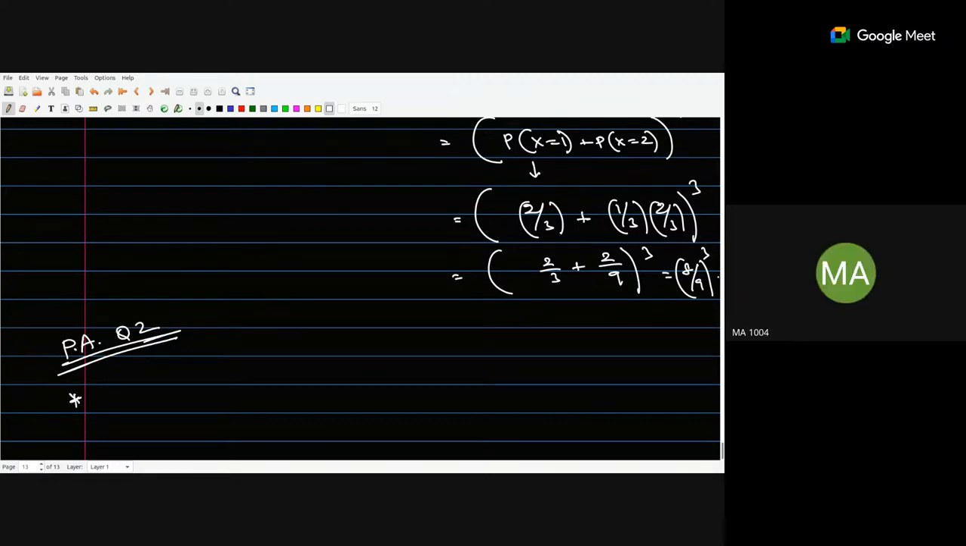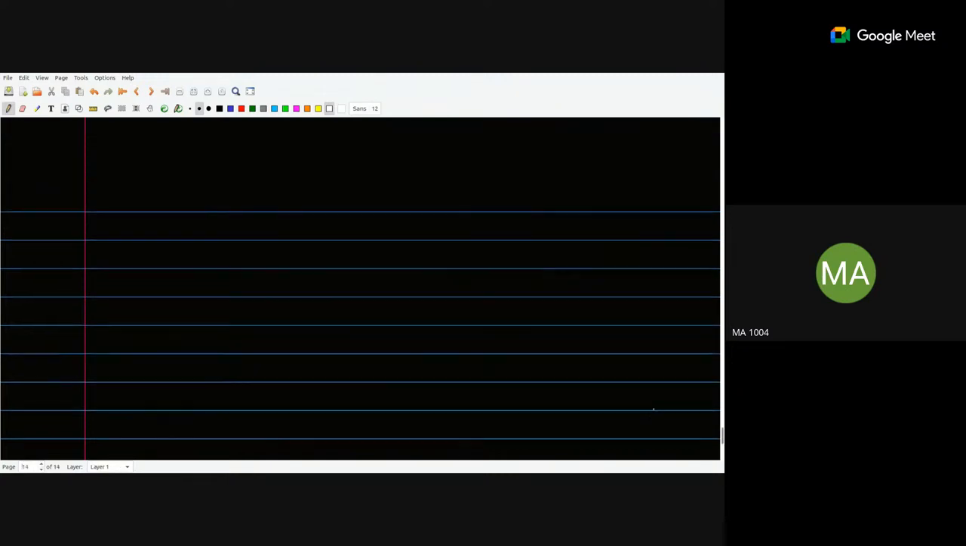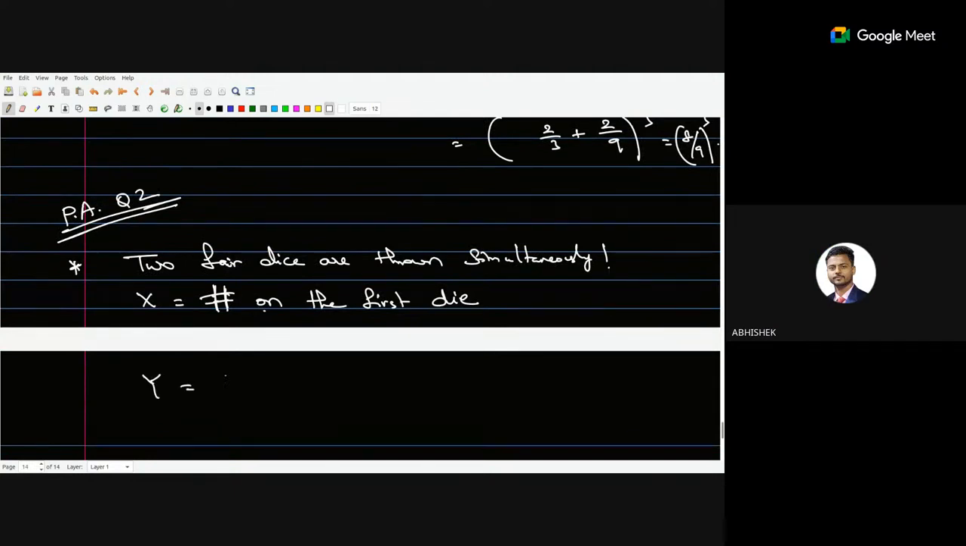So, two fair dice are thrown simultaneously. X represents the number on the first die. And what does Y represent? Y is the sum of the two dice. So it just represents the sum of numbers on the two dice.